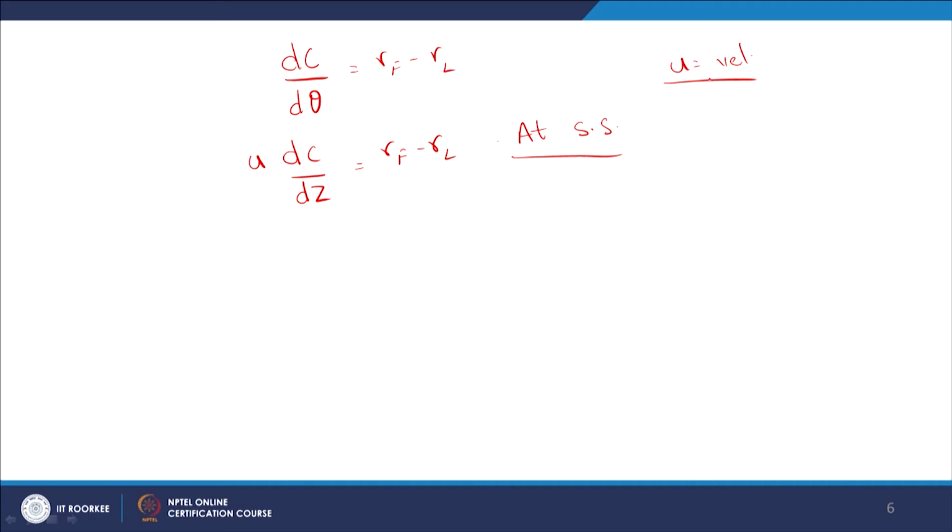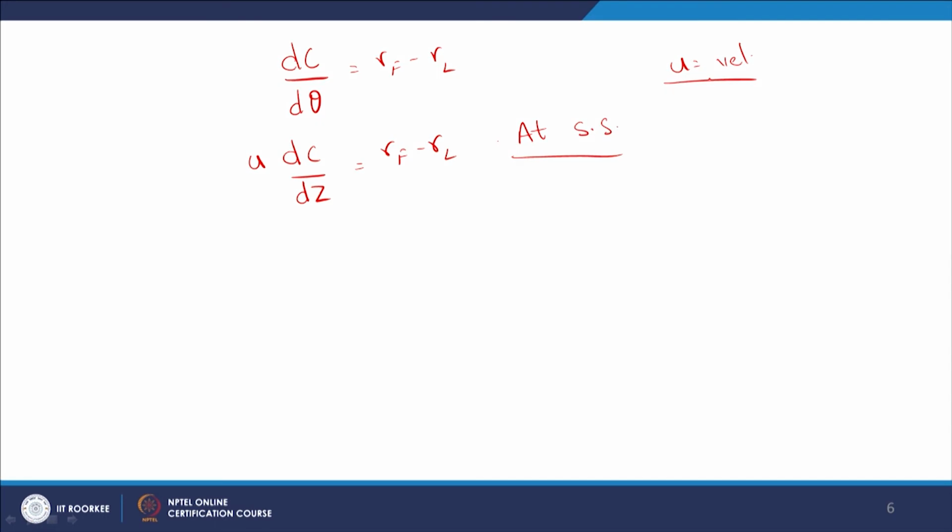So to simplify that further, let us say dc by d theta, right, equal to rate of formation minus rate of loss, or what is this equal to? u, or the velocity, into dc by dz equal to rate of formation minus rate of loss. This is at steady state, obviously, right? U is the velocity there, and this is what we have. Yes. So this is one way to solve it from the relevant equation.